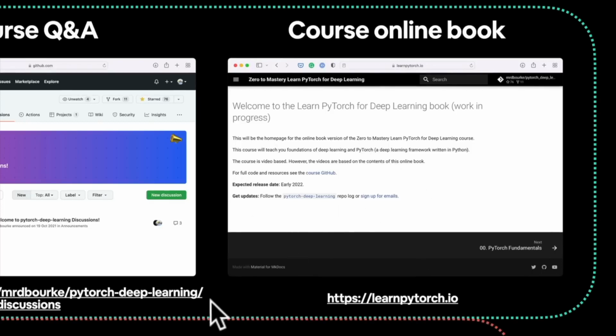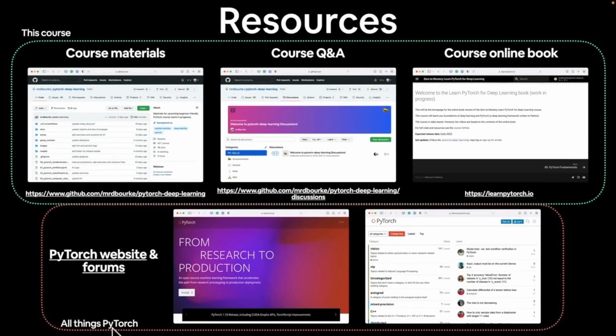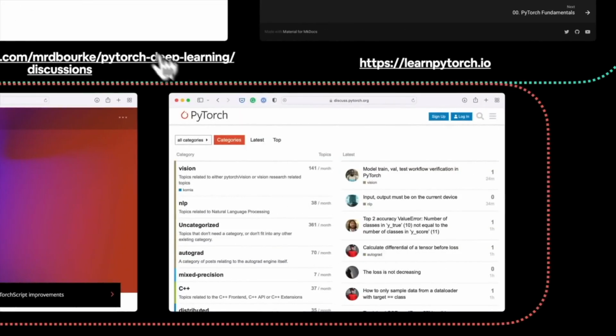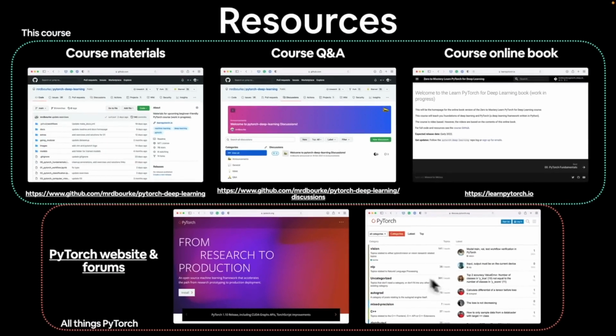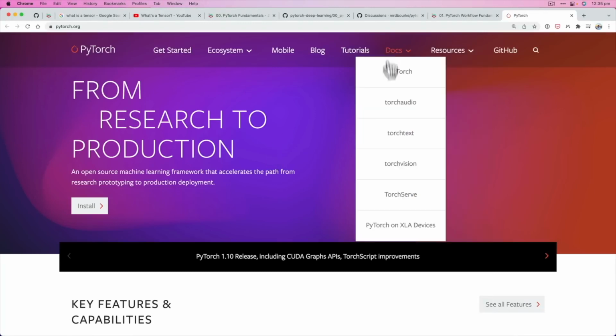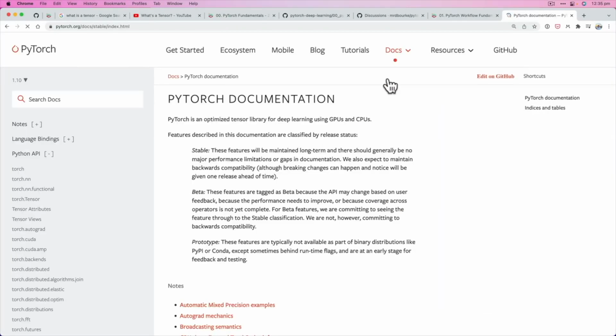And then specifically for PyTorch, all things PyTorch, the PyTorch website and the PyTorch forums. So if you have a question that's not course related, but more PyTorch related, I'd highly recommend you go to the PyTorch forums, which is available at discuss.pytorch.org. We've got a link there. Then the PyTorch website, pytorch.org. This is going to be your home ground for everything PyTorch, of course. We have the documentation here. And as I said, this course is not a replacement for getting familiar with the PyTorch documentation. The course actually is built off all of the PyTorch documentation. It's just organized in a slightly different way.